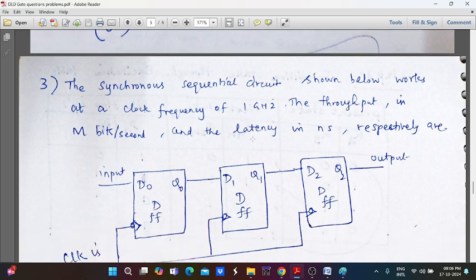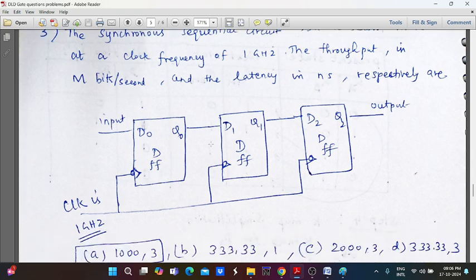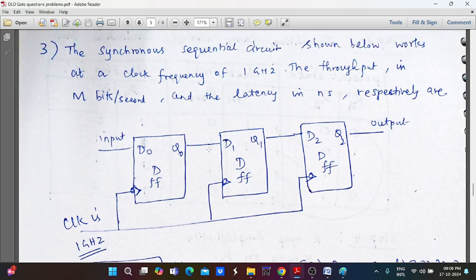So for the next example, the synchronous sequential circuit shown below works at a clock frequency of 1 gigahertz. Find the throughput in Mbits per second and the latency in nanoseconds, respectively. So this is the given diagram. It is also one of the GATE questions from previous years.